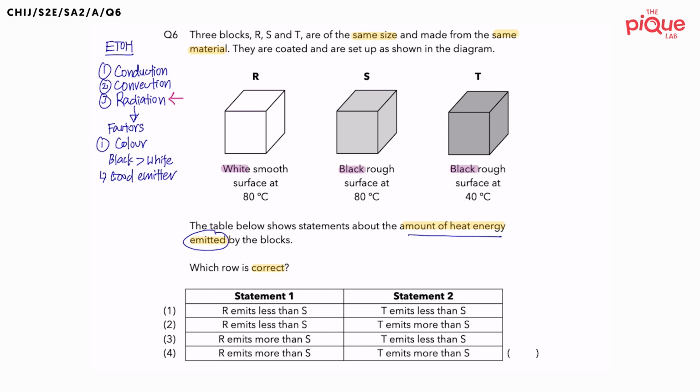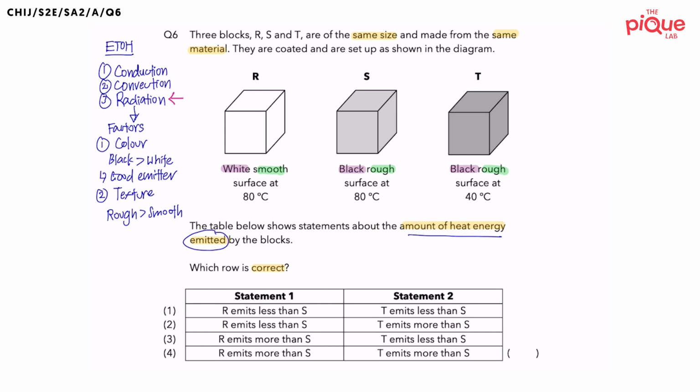If we look in the diagram, we also see smooth as well as rough surfaces. So smooth and rough, what factor does this remind us of? It reminds us of textures. And we have learned in secondary school that rough surfaces is a better emitter of heat than smooth surfaces. Now let's move on to our next factor.